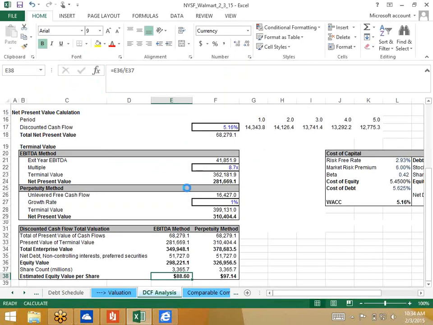The multiple. Multiple could be down. Multiple could be low. Maybe your comps are undervalued. Right? What would cause the perpetuity method to be lower or higher? The growth rate. The which rate? Growth rate, although we're using 1%. But the growth rate, what else?